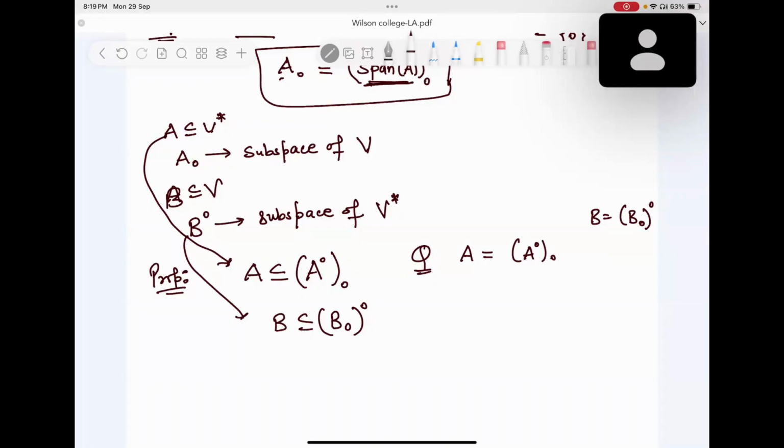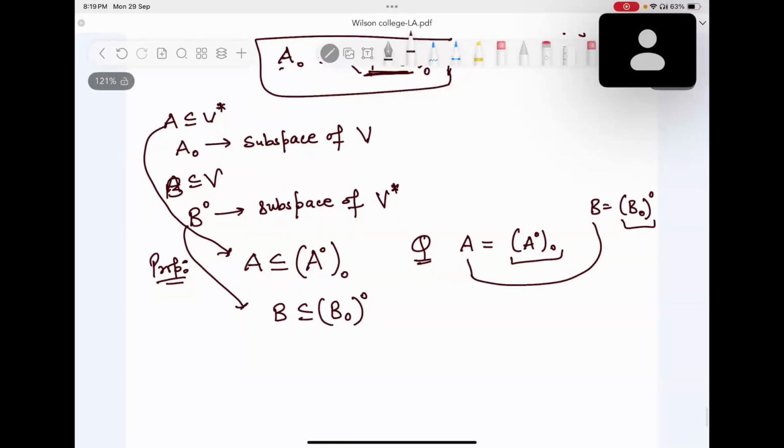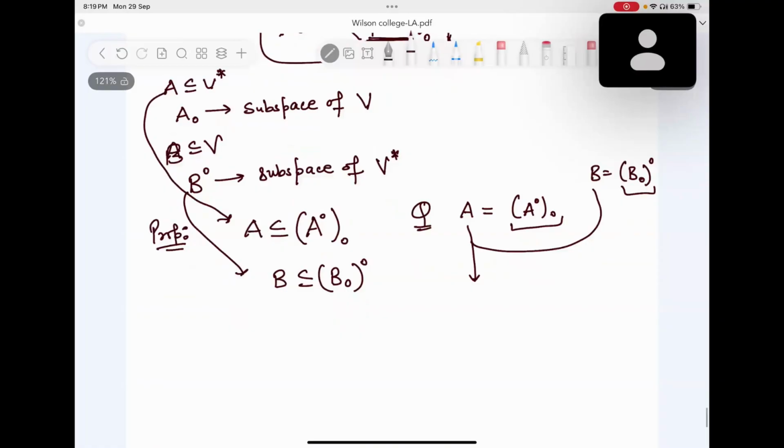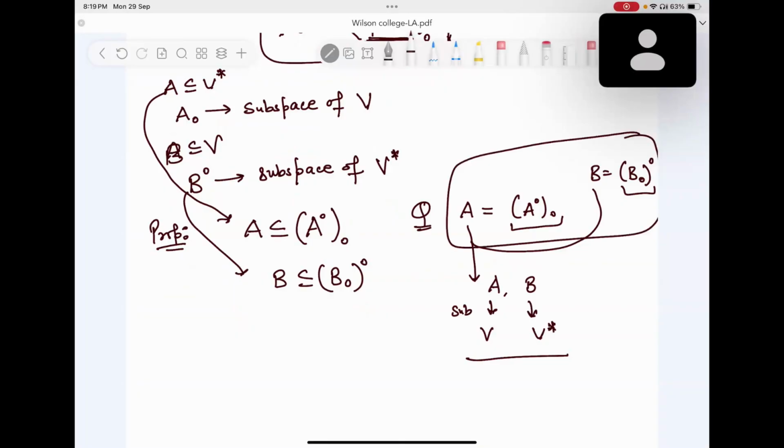Now this is always a subspace. This is always a subspace. So these two will hold if and only if A is a subspace of V and B is a subspace of V star. For subspaces, these two properties always hold. Okay.